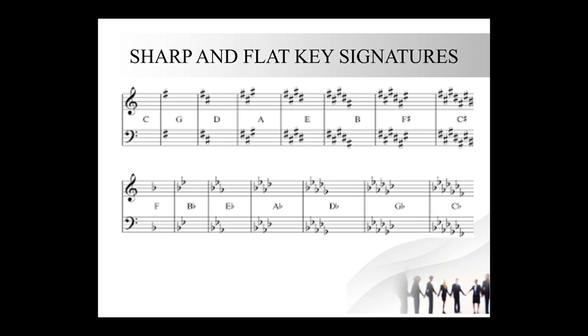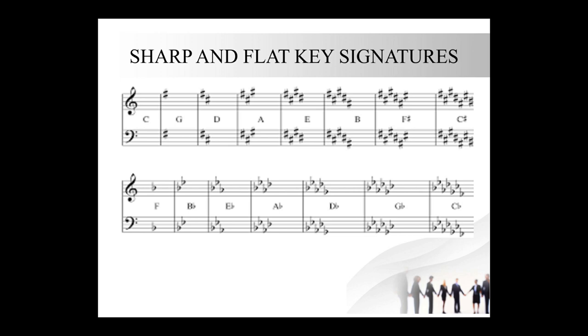F sharp, C sharp, G sharp, D sharp, then A sharp will give you B major. F sharp, C sharp, G sharp, D sharp, A sharp, E sharp will give you F sharp major. And then we have F sharp, C sharp, G sharp, D sharp, A sharp, E sharp, and B sharp will give you C sharp major.